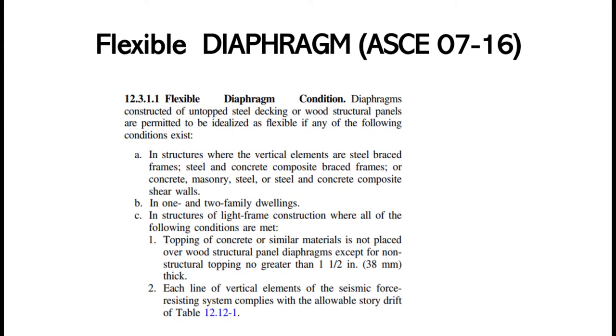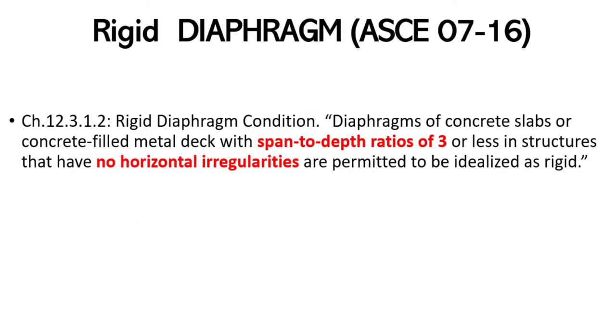So that's the reason the ASCE code terms those elements as flexible diaphragms. You can go through this entire chapter to have more clarity on the diaphragm definition. Now the rigid diaphragm, as per the ASCE 7-16 definition, is covered under chapter number 12.3.1.2. The rigid diaphragm condition is something like a diaphragm of a concrete slab or a concrete-filled metal deck with a span to depth ratio of 3 or less in a structure that doesn't have any horizontal irregularities. So they are permitted to be idealized as a rigid diaphragm. That means if any of the conditions are not met, then you can't classify it as a rigid diaphragm.